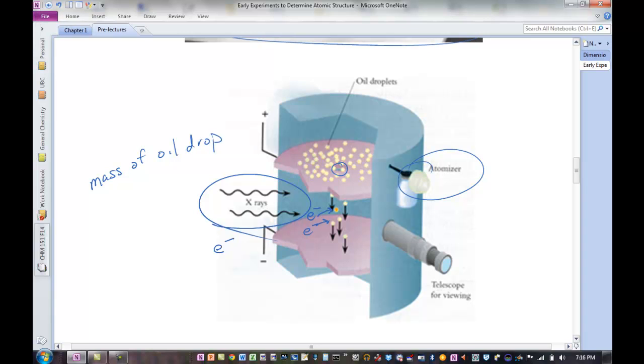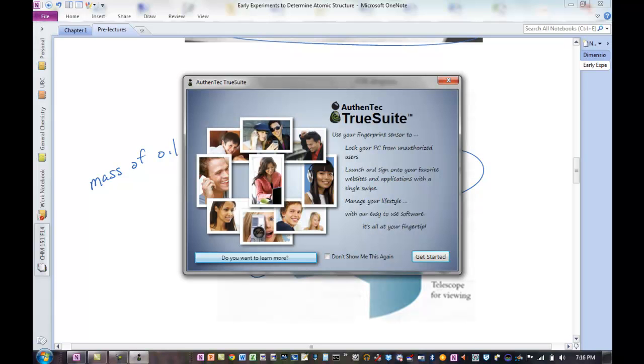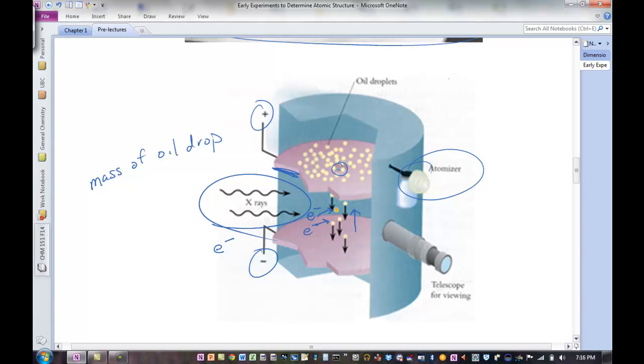So then the cool thing is he can adjust his electric field, positive plate up here, and he can actually draw the oil drops back up, depending on how strong an electric field he applies. And if he did it just right, he could suspend an oil droplet. And that's really cool. He could suspend it and then look at the forces on that oil droplet. And we'll go to the next slide and look at what those forces were.